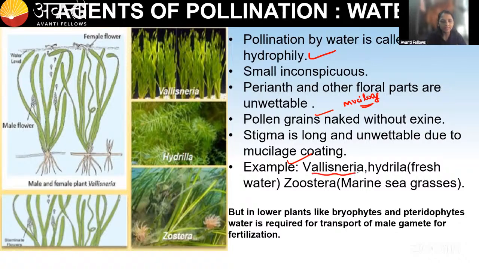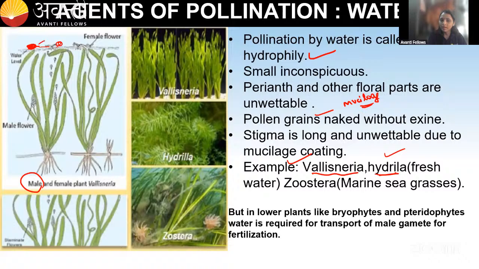And examples are Vallisneria and Hydrilla. In Vallisneria and Hydrilla, the pollination is carried by water, fresh water. These two are both fresh water plants. Here you can see a Vallisneria male and a Vallisneria female plant. They produce male flowers and female flowers. What will happen now? The male flower will detach and come to the surface, and the female will also detach and come to the surface. Then the male will form a boat-like structure and come towards the female flower.